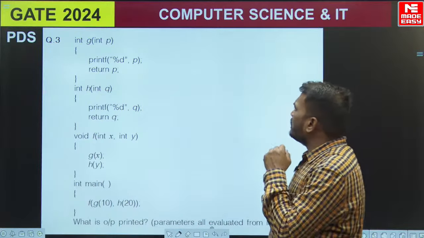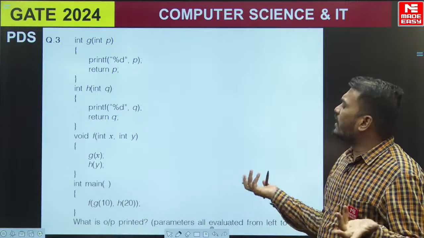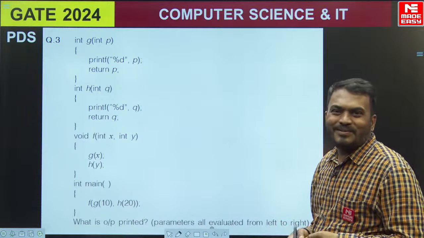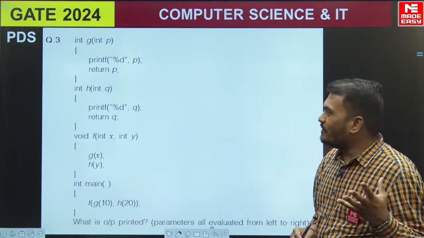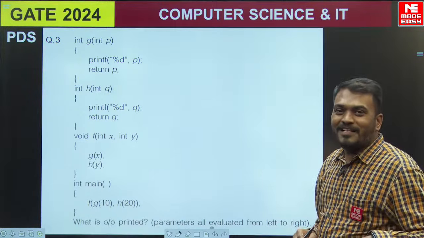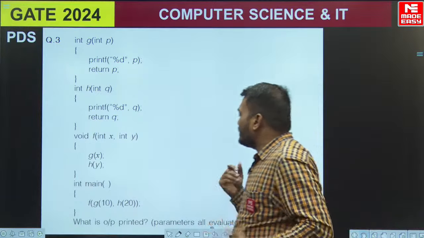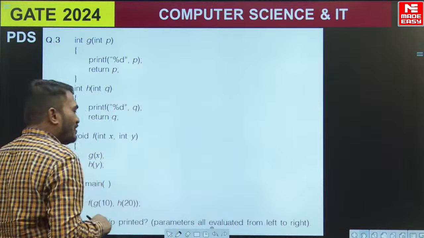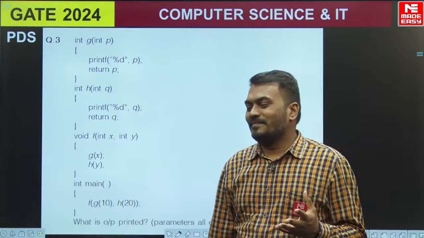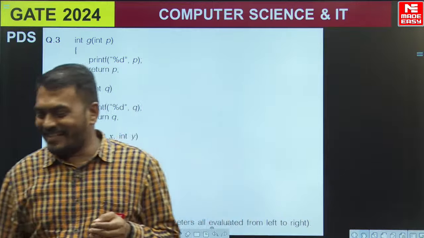And this question, I find very easy. Simply execute it directly and you will get the answer. Frankly speaking, there is no need to explain. Generally we solve static variable, static scoping, dynamic scoping, pointers, call by reference, so many complicated questions, and this is a very basic question. You are very lucky if you get this kind of question.